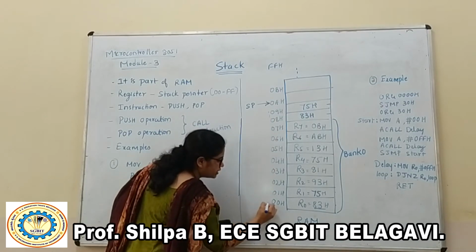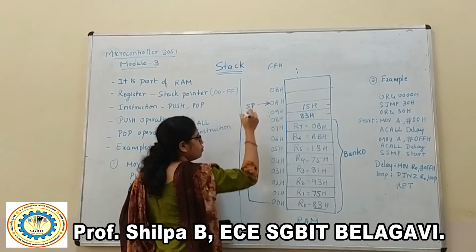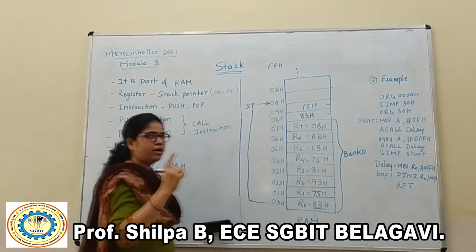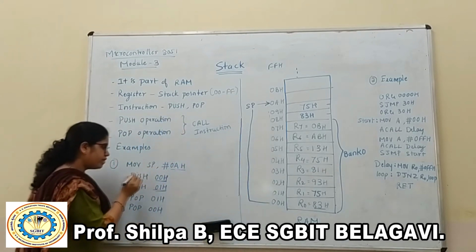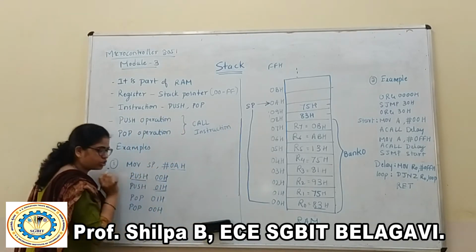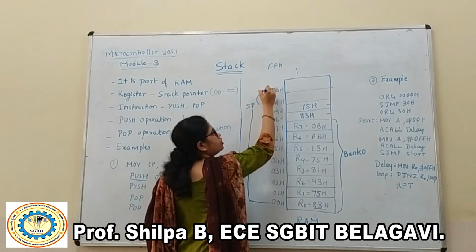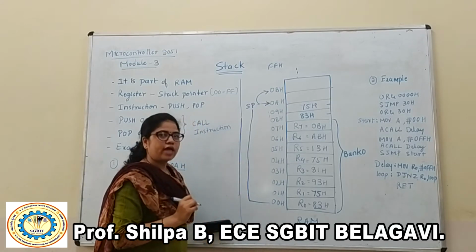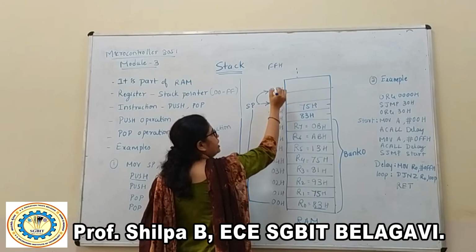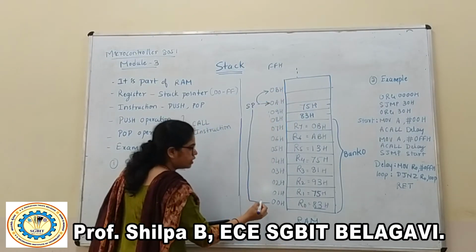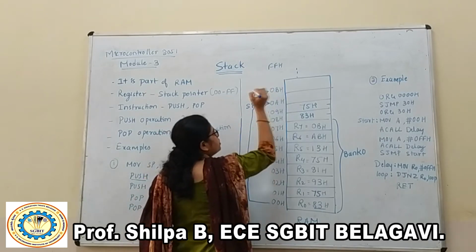What it does is take the data and push it to the stack. Before pushing into the stack, one operation is a must: whenever the 8051 sees a push instruction, it increments the stack pointer by one position. So your stack pointer is now pointing at 0BH. Then it will load the data, 83H, into this particular location.